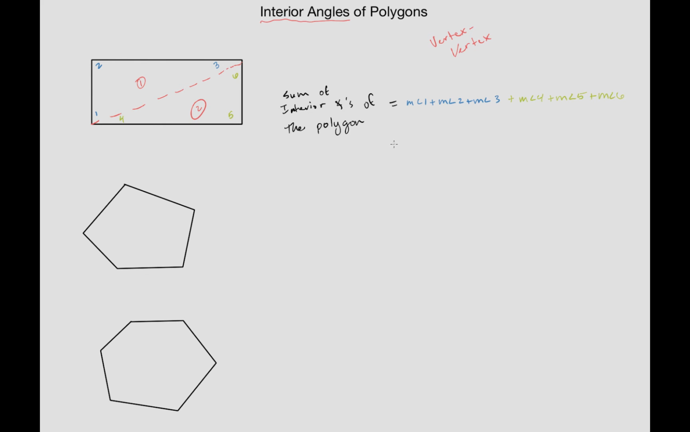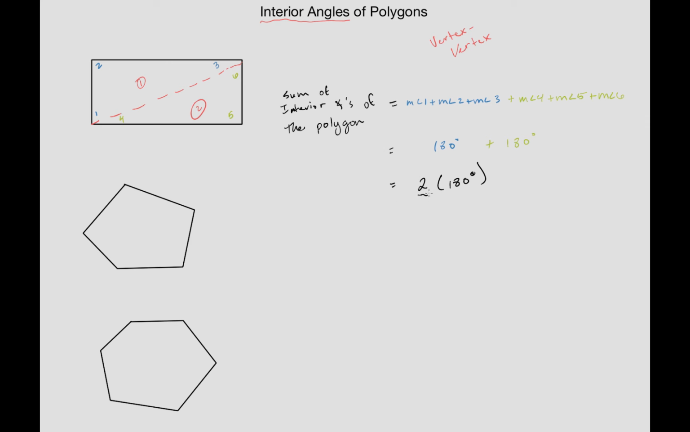Well, since we're experts in triangles, we know that for any triangle, if we add up those angles, we're just going to get 180 degrees for the 3 angles of triangle 1. And we're also going to get 180 degrees for the angles of triangle 2. Well, another way of writing that would just be 2 times 180 degrees.